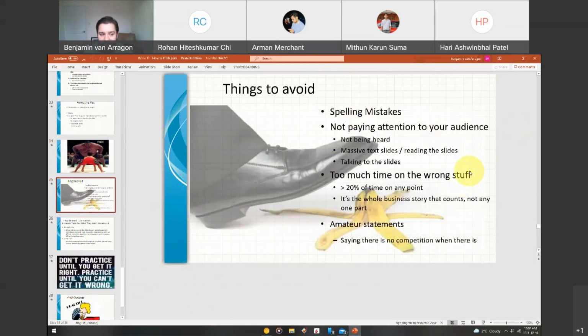Things to avoid: spelling mistakes, not paying attention to your audience, massive text on the slides, talking to the slides, and then too much time on the wrong stuff. So you should never spend more than 20% of the time that you have on one single point, right? So you want to continue to work yourself through that story, okay?